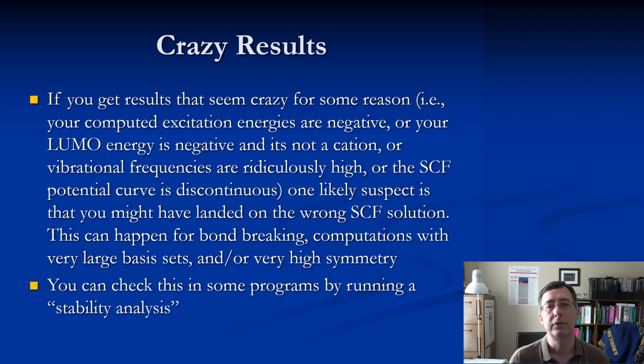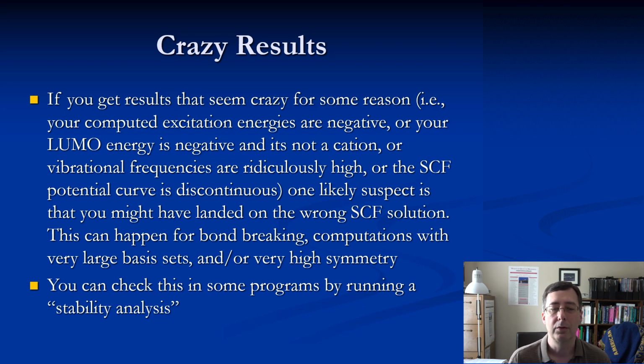Now you want to always check your output for any crazy results. What are the kind of crazy results you can get? Well, there are a lot of them. For example, if I'm doing excited electronic states, I might get negative excitation energies. And that is normally crazy, although it might be a sign that you weren't really at the minimum and there's some other global minimum below you.